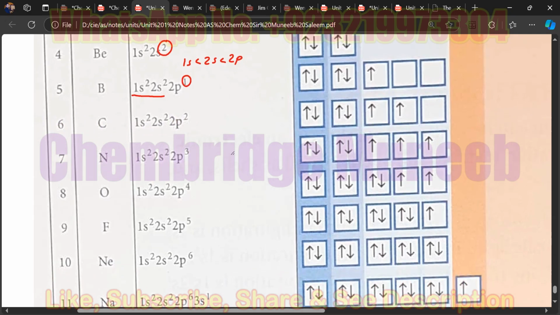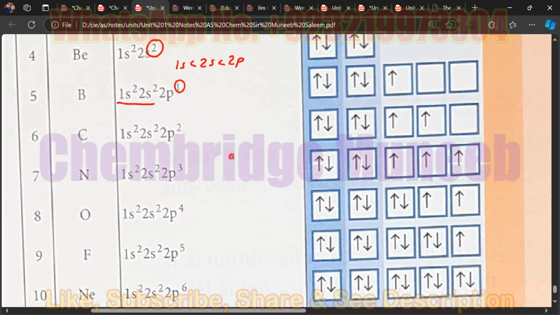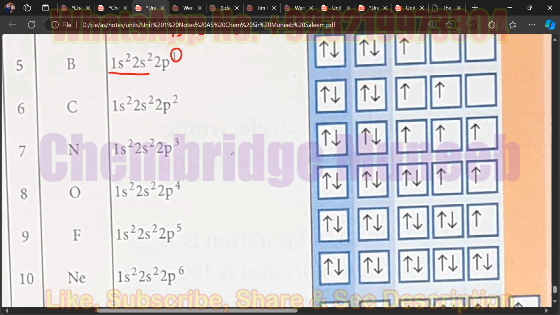I am going to show you all these elements at the same time. From boron to neon, you have the 2p subshell. Now this p subshell has 3 orbitals, and I will label these 3 boxes in the form of their orbitals. It is px, this one is py, and this one is pz. Is that clear? Yes.